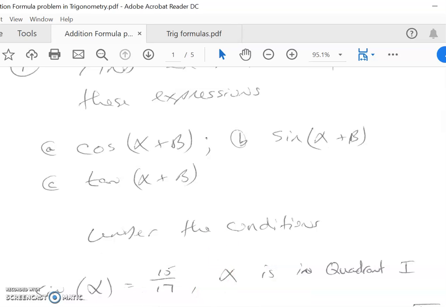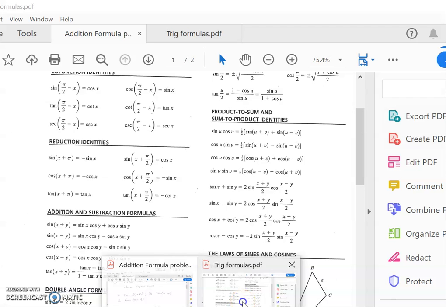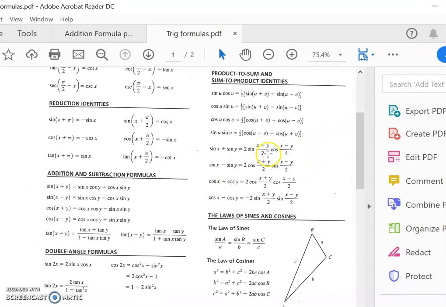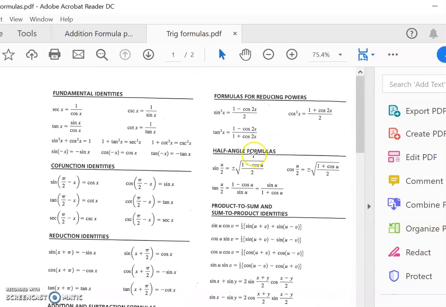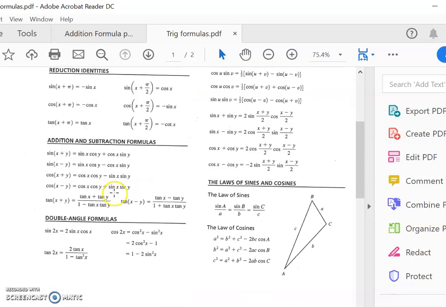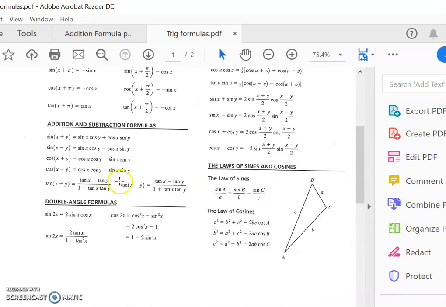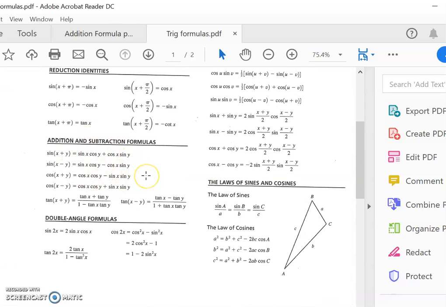Okay, so it's a good idea to have, most books will have a page that looks like this. Usually it's in the back of the book. And this is a set of formulas. These are fundamental identities, cofunction identities, and so forth. About 2 pages worth. They're in the back of most books. And right here, addition and subtraction formulas. It writes down the formulas for you.